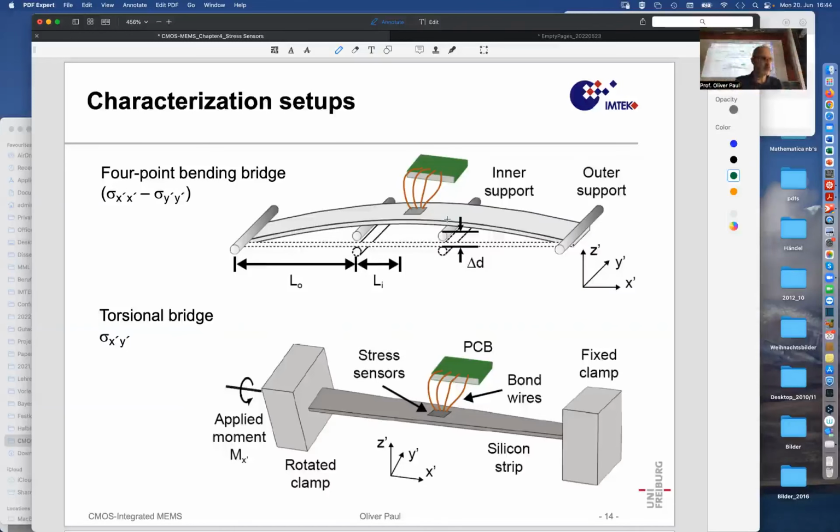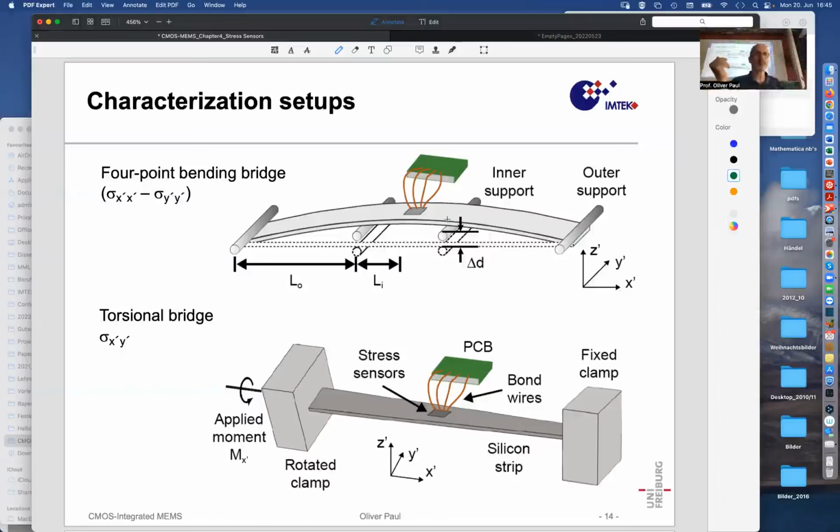And the nice feature about this 4-point bending idea is that in the middle, between the inner supports, the curvature is constant. So the stress is independent of the location. So if your chip is slightly more to the left or slightly more to the right, you don't have to worry about that. It always experiences the same stress. And that means that the stress sensors, wherever they are, experience the same stress. And so for a characterization method, that is good not to have additional parameters to control.